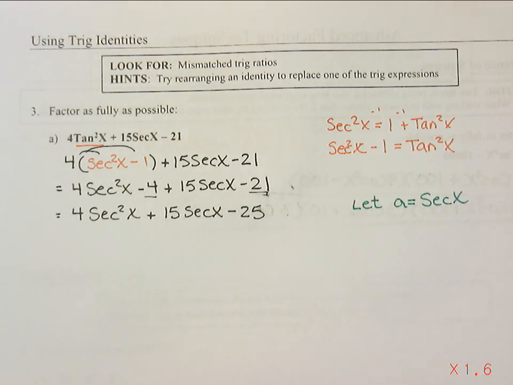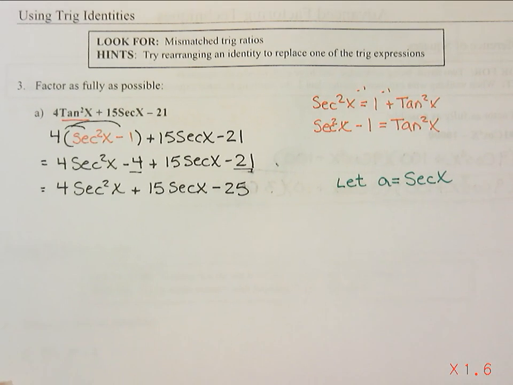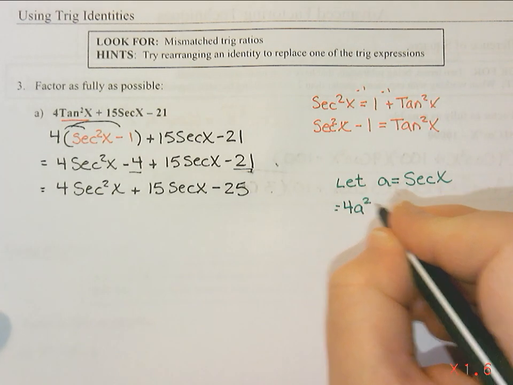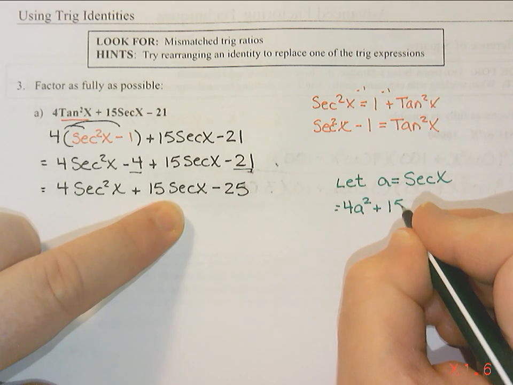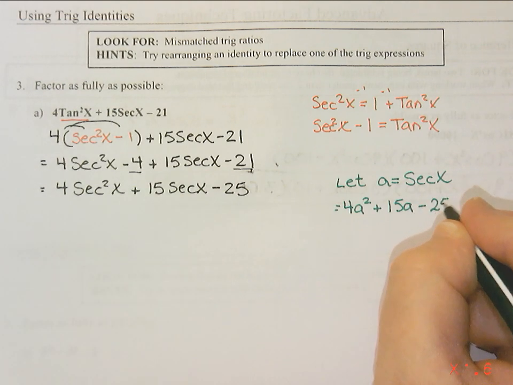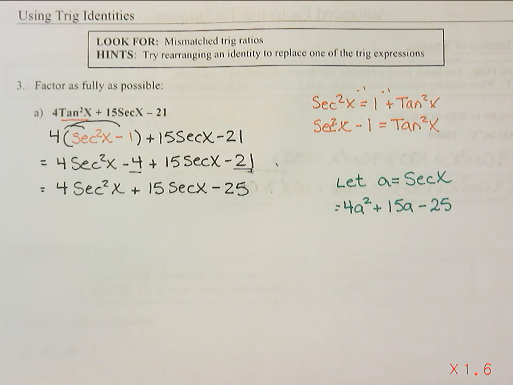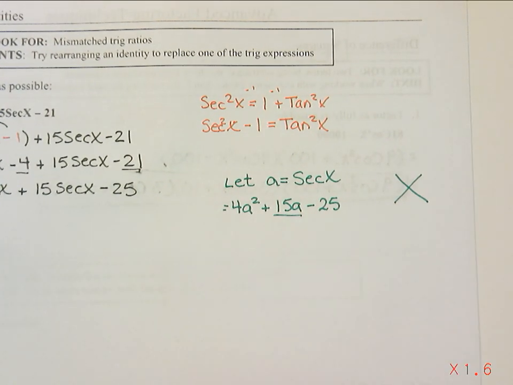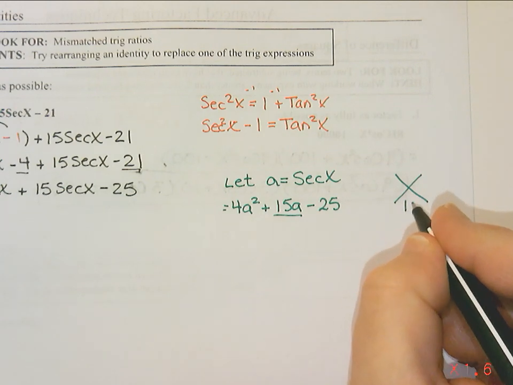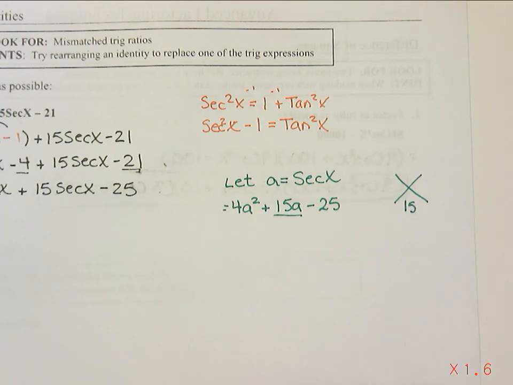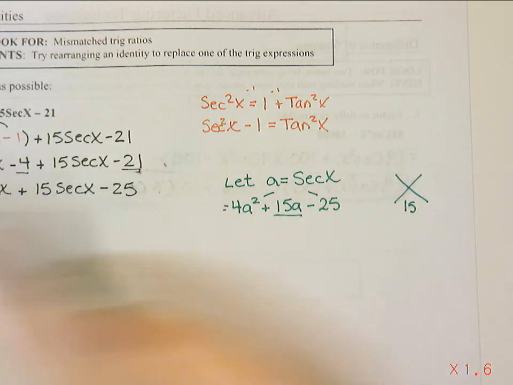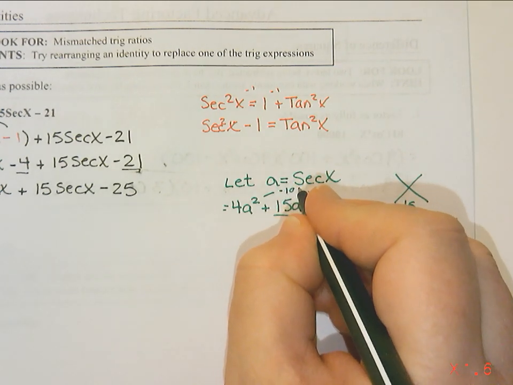So I'm going to let a be secant x, which means this would be 4a squared plus 15a minus 25. And then from here, we're just going to do some decomposition. We're going to look to see if we can find two terms that were the like terms that gave us 15a. So we're looking for two terms that add to 15. And then the clue is that they should multiply to the same thing as the first and last term, which is negative 100.